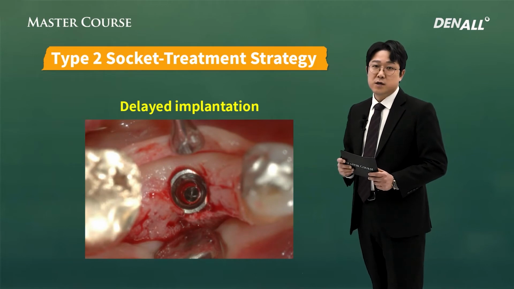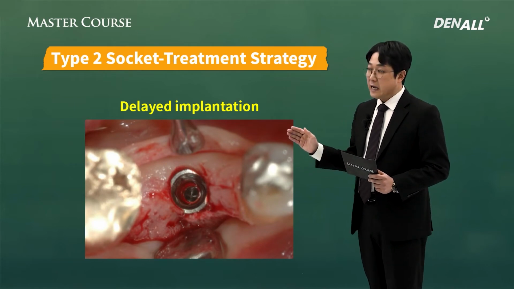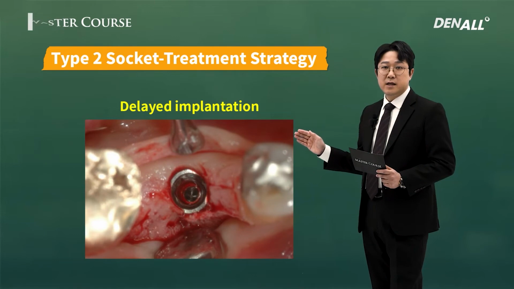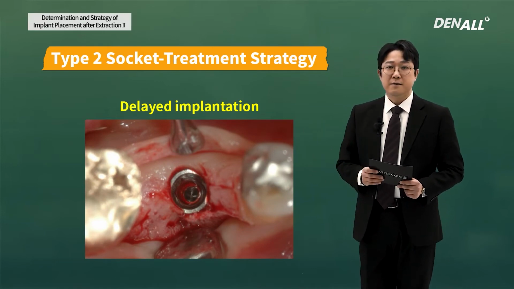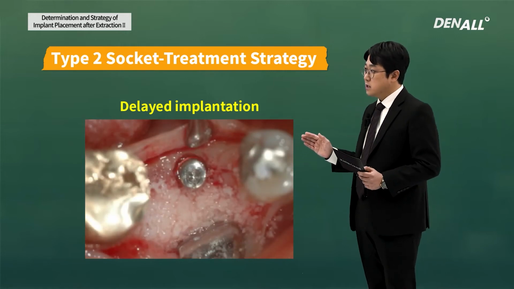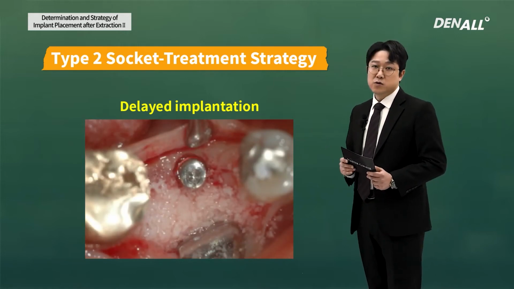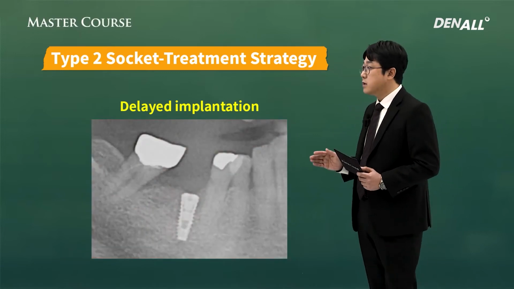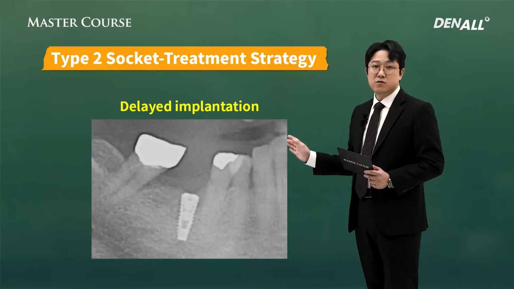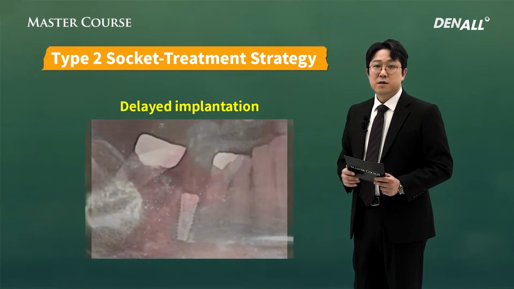As you can see, there's a lot of bone resorption buccally. On the buccal side of the fixture, there's only a very thin bone left, but fixture exposure was not observed. Xenograft was grafted and 2-stage surgery was completed. Implant was placed, and this is the X-ray image after that.